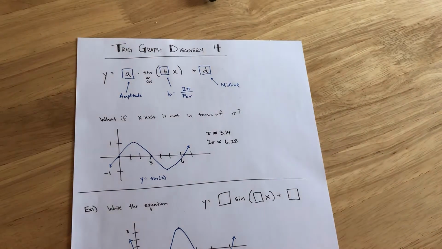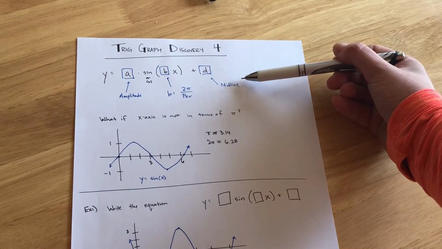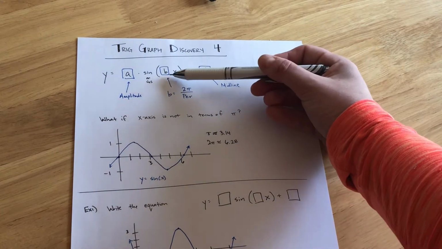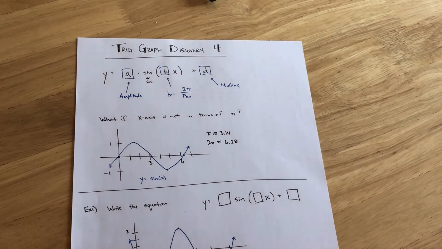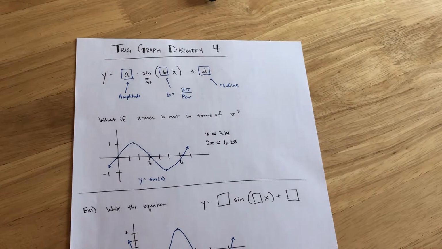Y equals A times the sine or cosine of B times X plus D out on the end. That D value is the midline, that's the first thing we want to find. The A parameter on the front is the amplitude, and the B parameter trapped inside with the X has to do with the frequency of the wave. And to calculate your B value, we take 2 pi divided by the period.